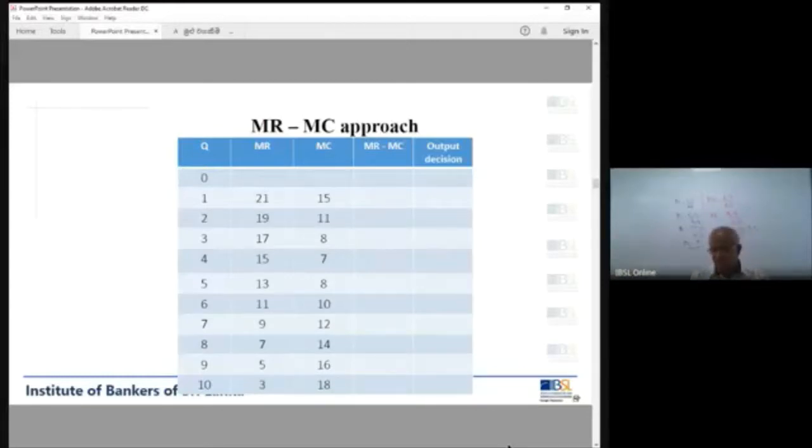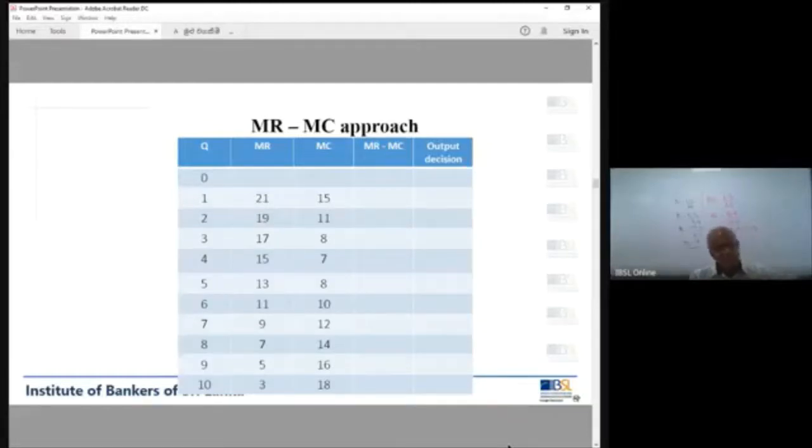See, at 7, what will happen? Marginal profit minus 3. At 8, marginal profit minus 7. At 9, marginal profit minus 11. At 10, marginal profit is minus 15. Then what will happen? You cut the output. If you are producing 10 units, don't produce. By selling this unit, you get negative profit. Cut down. At 9, marginal profit negative, cut down. At 8, marginal profit negative, cut down. You recommend that.